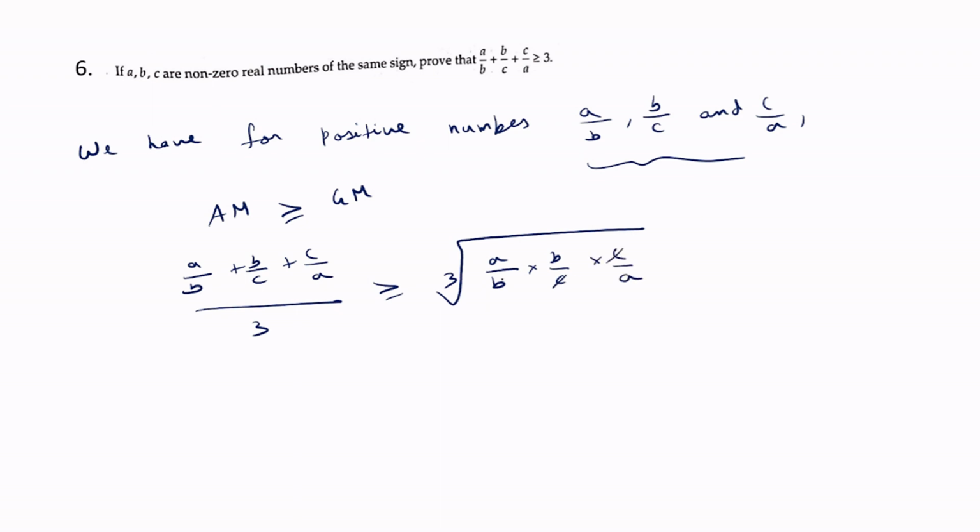So all these will get cancelled. We are left with cube root of 1, which is 1. So this whole thing, cube root of 1, is equal to 1. So from this we have a by b plus b by c plus c by a is greater than or equal to 3.